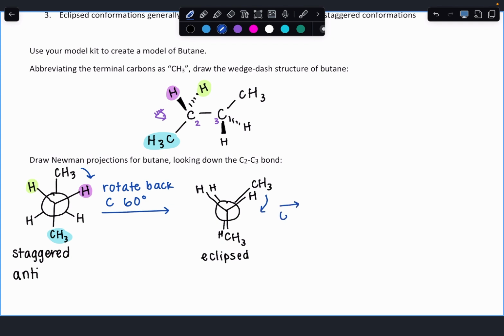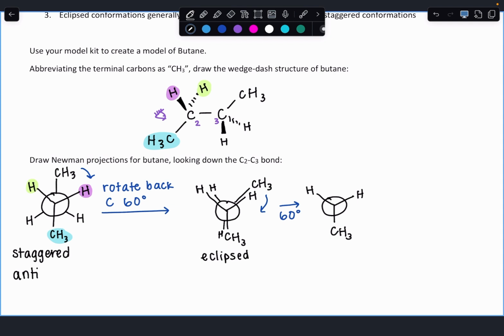Rotating back carbon 60 degrees. Now we've reached another staggered conformation. Again, I'm going to keep the front carbon the same. You can choose, as you're drawing, any rotations and conformations. You can choose to rotate either the front or the back. I chose the back for this example. If you're doing an example at home, you can rotate the front, and you'll get the same conformations. We'll get eclipsed and then staggered, eclipsed and staggered.